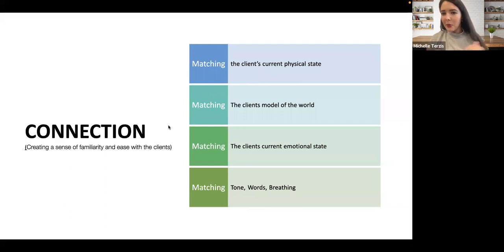You also, to build rapport, want to match the client's model of the world, which essentially means listen to the words they use, listen to the way that they're speaking. They could be in construction, for example. And so then you want to talk more about construction, like you want to speak like them so that they build that connection with you.